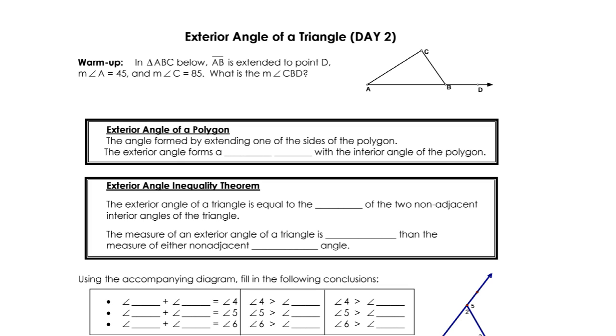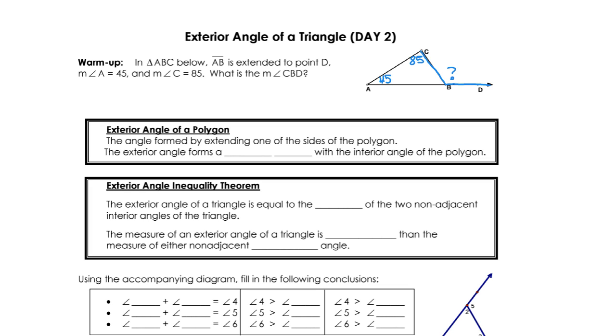In the warm-up, it says in triangle ABC below, AB is extended to point D, and it tells you that angle A is 45 and that angle C is equal to 85 degrees. And they want to know the measure of angle CBD. They want to know this angle here.